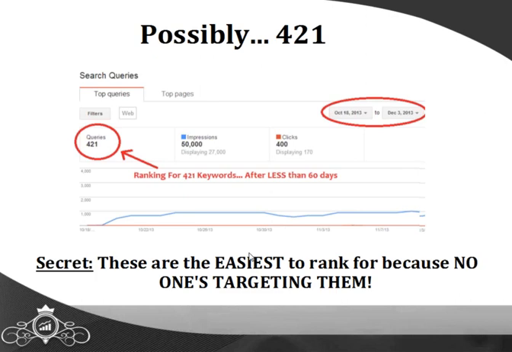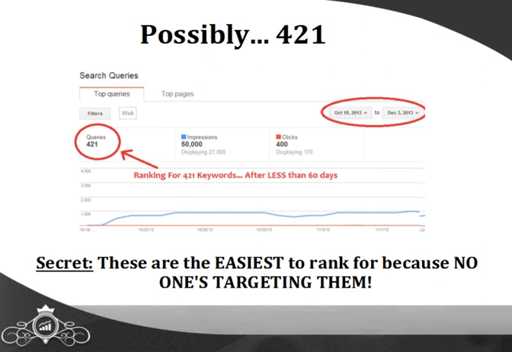So let me finish this off and hopefully make you even more excited about this. The secret is that these keywords that I was just showing you are the easiest to rank for because no one's targeting them. So many of those terms didn't come up in any of the marketers' tools, so they got overlooked. A lot of people thought they didn't have enough volume to be worth targeting because they were thinking about it in terms of individual keywords rather than topics and groups, so they didn't bother targeting them.